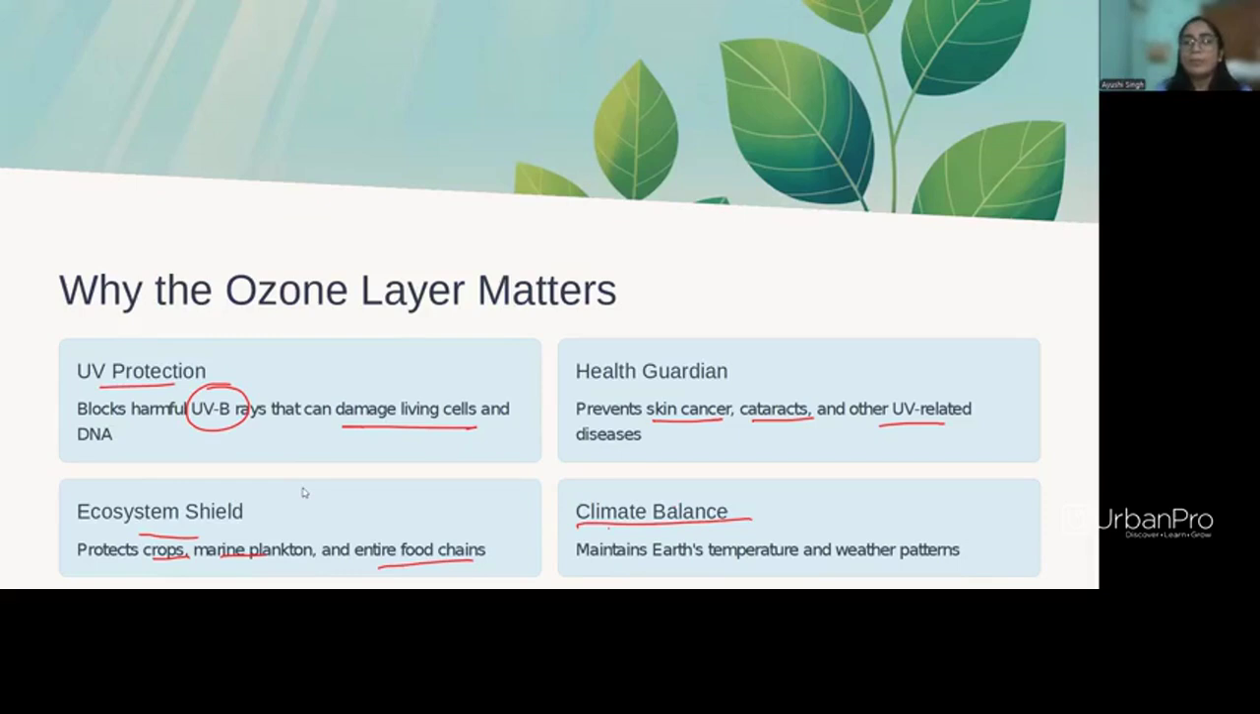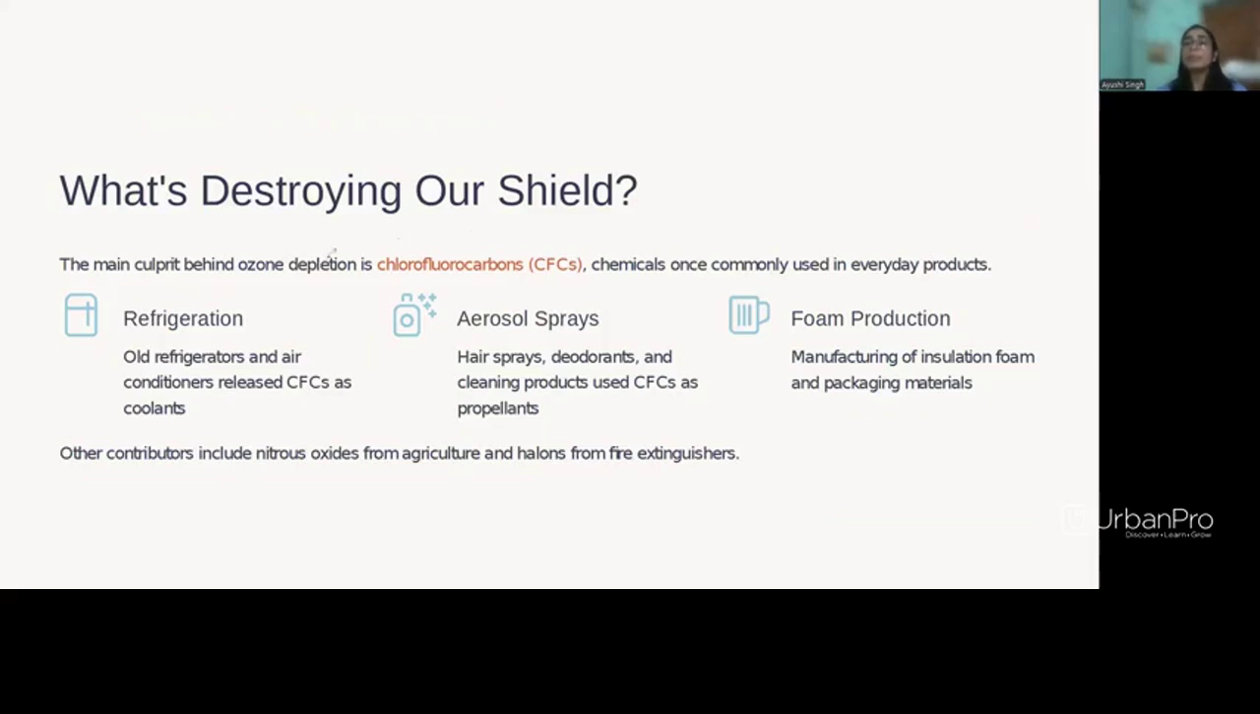Now, one second. What's destroying our shield? Over a period of time, we noticed that this ozone layer, which is present in the stratosphere, started getting depleted due to the presence of chlorofluorocarbons. These chlorofluorocarbons are present in our old refrigerators. Now the new models do not have this. Usually they have replaced it. So old refrigerators or air conditioners still sometimes end up releasing this gas. Okay, this is a coolant, but it is affecting the nature of the ozone layer.